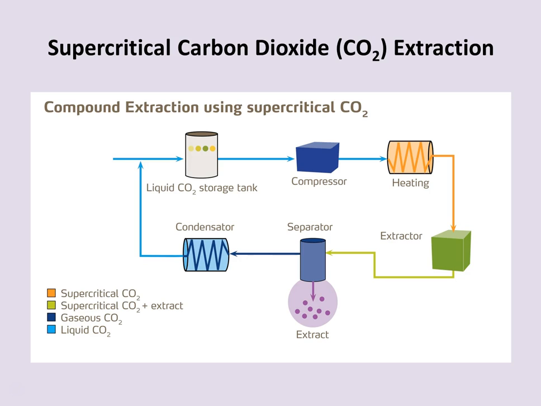Here's your pressure element, and your heat element. Now you create a supercritical fluid. You mix it with your plant material. It's extracted, and now you're literally separating it then. So you have your extract, and what remains is your supercritical CO2, which now goes into a condenser and ends up being turned back into gas form and recycles.